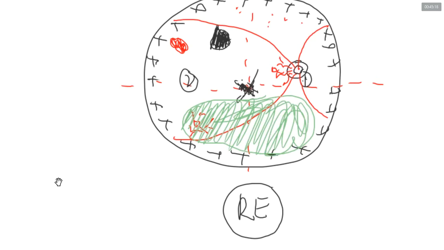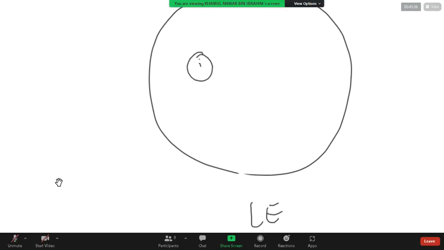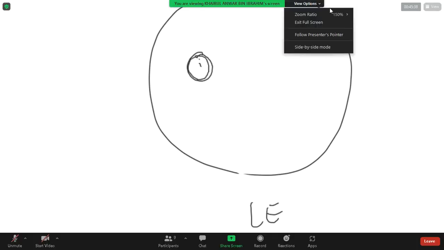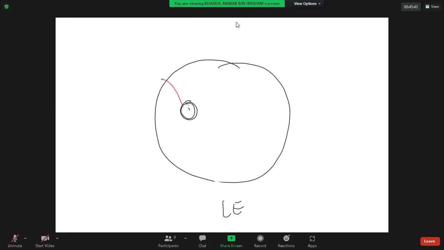Same goes if you are drawing on the left side. So if you are drawing on the left side, the same thing. This is the circle. Okay, left eye. So the center will be your macula, and your optic disc will be somewhere around here.